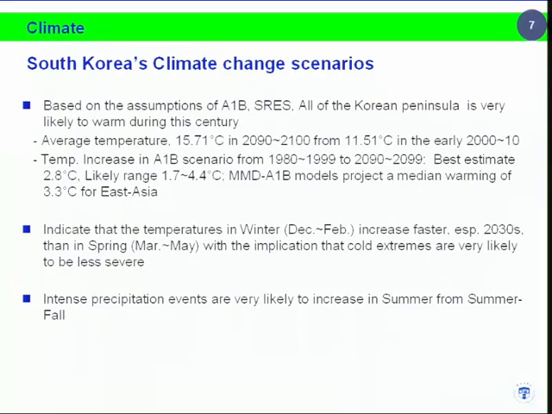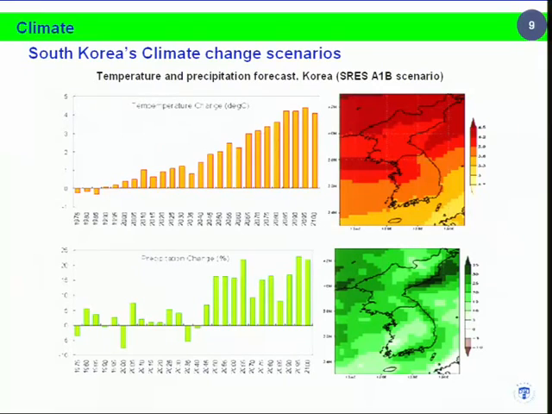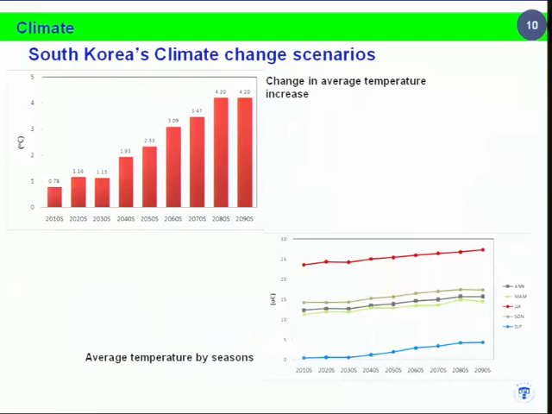And then we downsized, I mean made a more delicate and sophisticated resolution, especially for the area of the Korean Peninsula. If you look at this, the temperature has increased over almost the last 100 years. And this is a picture for the A1B scenario, Korea temperature change and precipitation. And we narrow down like this.